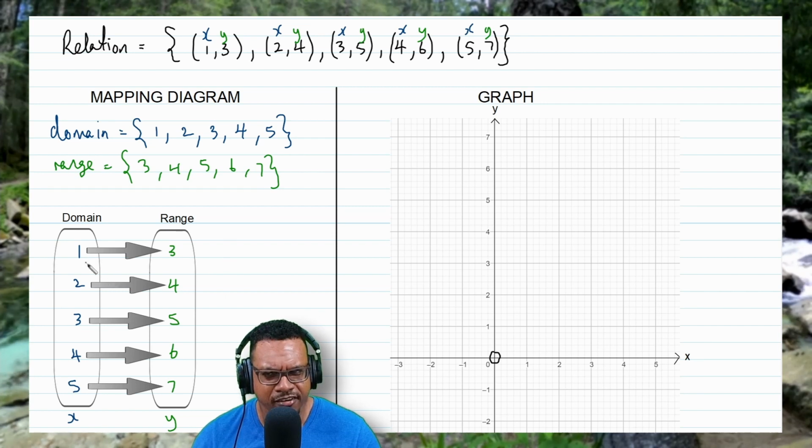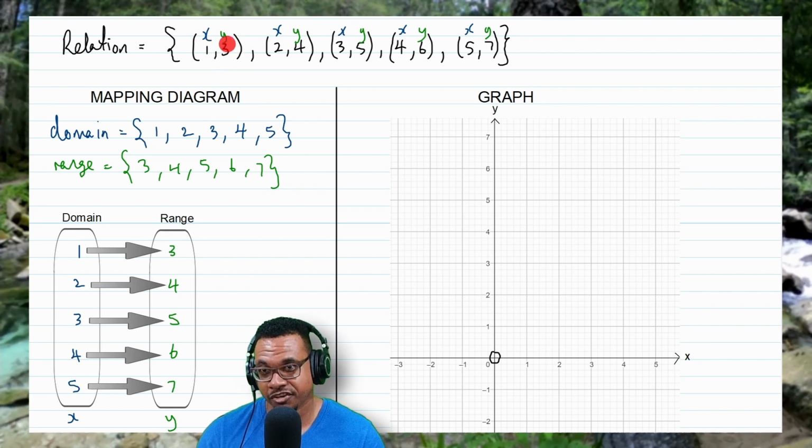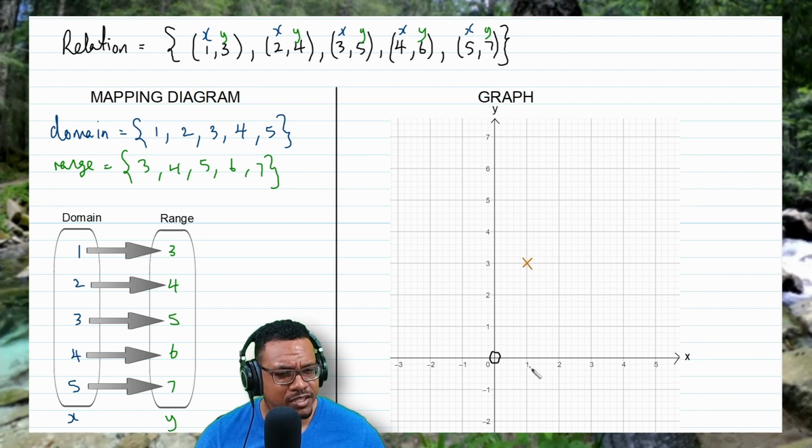Now we can look at our mapping diagram here and see 1 in the domain is mapped to 3 in the range. Or we can look at our ordered pair here and see 1 in the domain is mapped to 3 in the range. What does that mean? This is the x values here. So 1 in the domain, that's here, is mapped to 3 in the range, which is up here. 1 on the x mapped to 3 on the y. If you draw a vertical line up from 1, it would intersect with this horizontal line coming across from 3, which would be right here. And this will represent 1 in the domain mapped to 3 in the range.